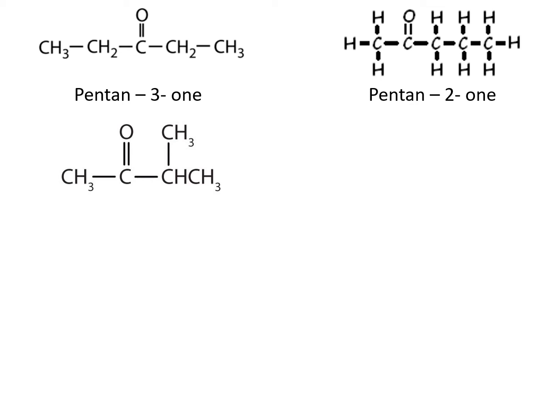So hopefully you've remembered that the functional group overrides any branches that we have. So in other words, we start numbering our carbons from the side closest to the functional group. So the furthest left carbon here would be our first carbon, our carbonyl group would then be our second, and then the one with the branch on would be our third. So our answer for this is 3-methyl pentan-2-one.